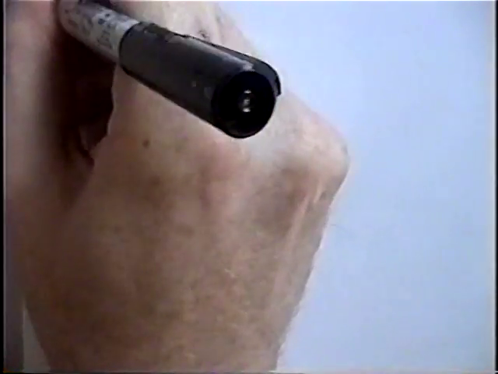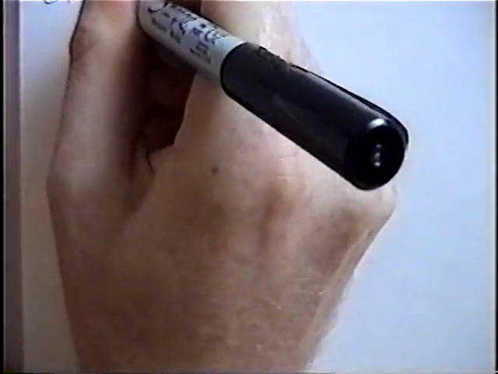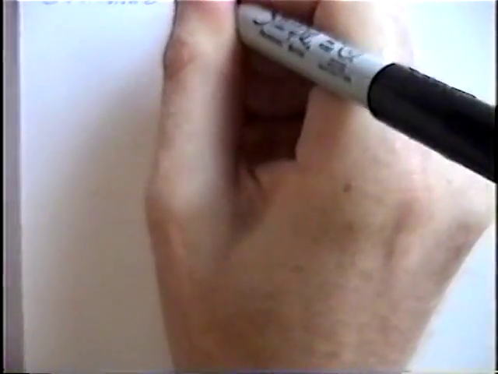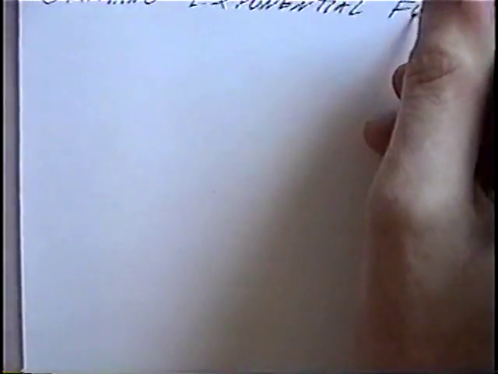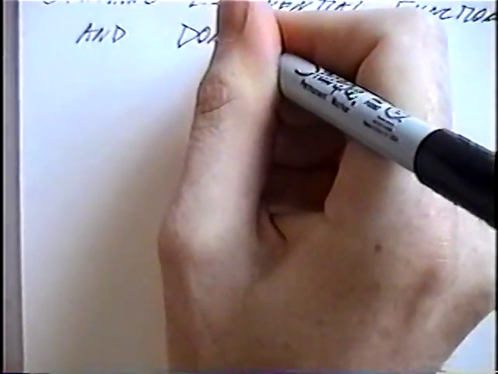The title of the first section is Graphing Exponential Functions and Domain/range.